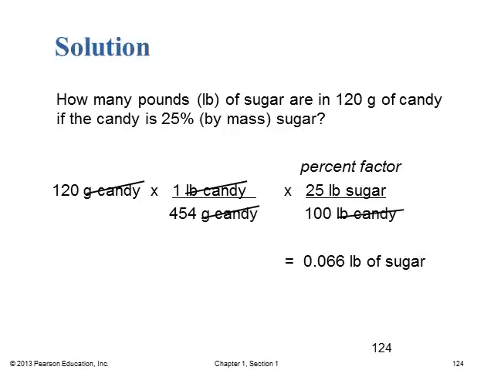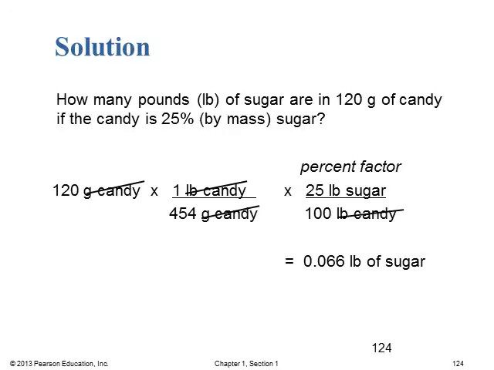So with these mass percents, they don't have to always be metric. Any measurement of mass or weight can be used. And so here we have 25 pounds of sugar over 100 pounds of candy. So the part is the amount of sugar and the whole is the candy. And so that's why we had 25 over 100 here. And so we do our answer, we get 0.066.